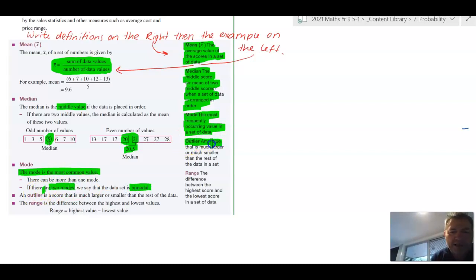Outlier. An outlier is any value that is much, much bigger or much, much smaller than the rest of the data in a set. So an outlier can be bigger than all the other scores, or it can be smaller than all the other scores. And then the last one is the range. The range is the difference between the highest score and the lowest score. So it's highest minus lowest. To calculate the range, we calculate highest minus lowest.